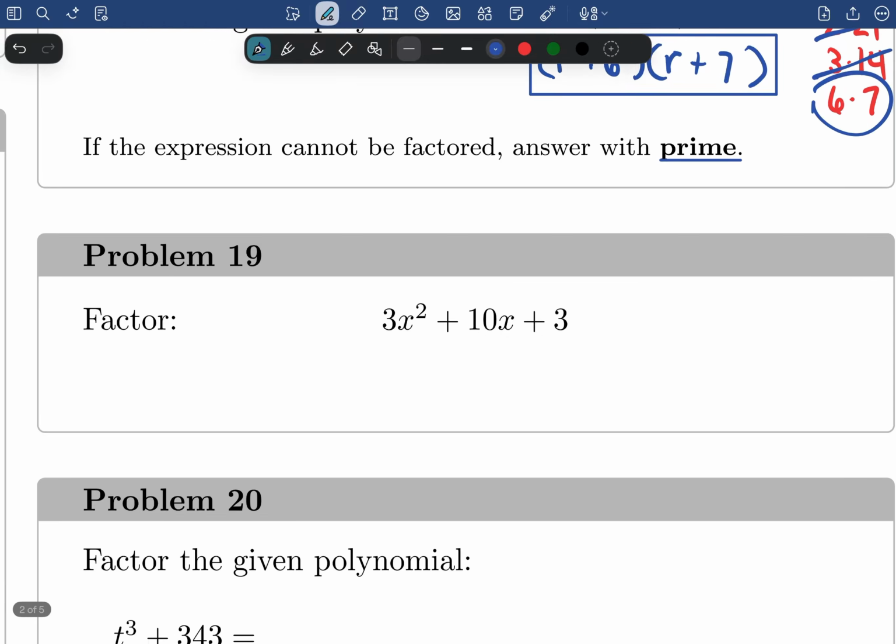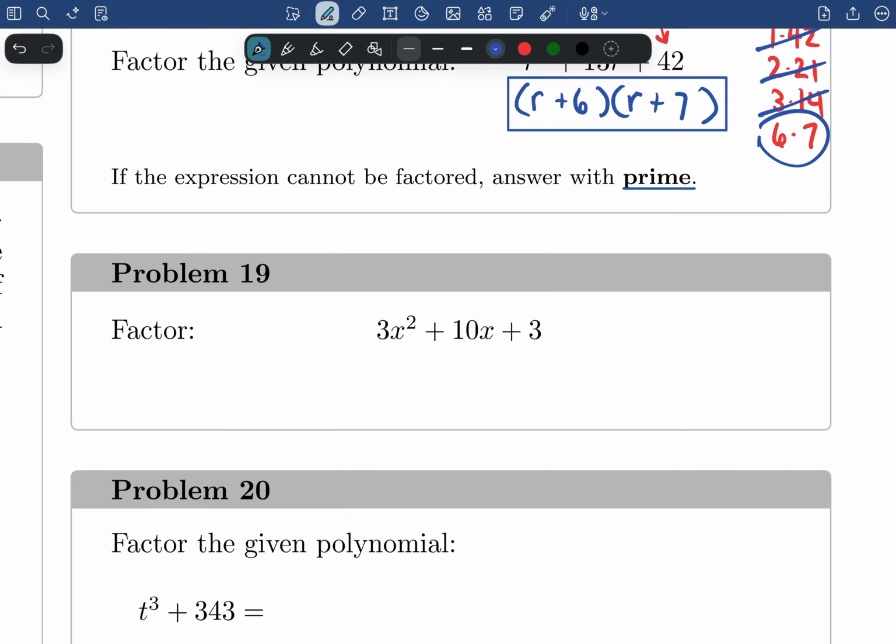Problem number 19, factor this trinomial, 3x squared plus 10x plus 3. In this course's lessons, you learned that when the a value is greater than 1, right? Here the a value was 1. Here the a value is greater than 1. Then what you do is you either try trial and error or the AC method. Careful, if you choose the AC method, you would then have to go factor by grouping. You'd have to know the skill of factoring by grouping. So I'm just going to do trial and error with you here.